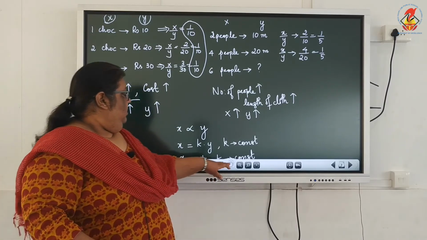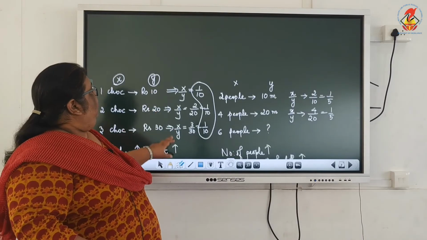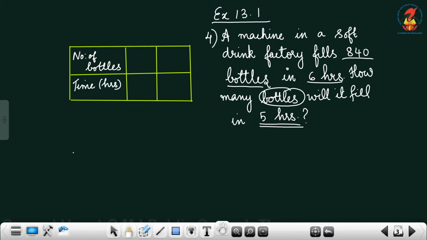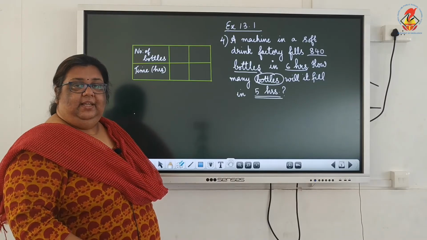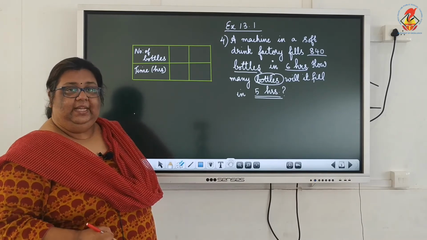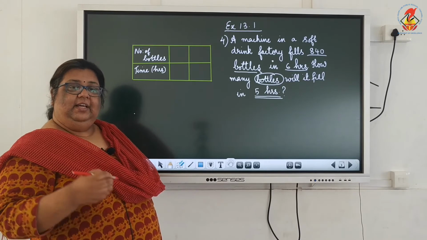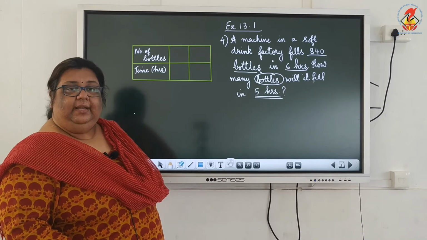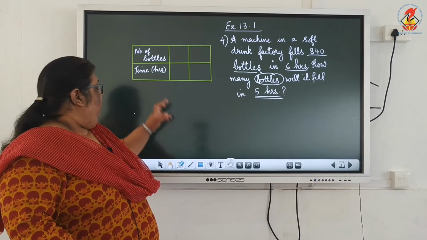Okay? Now, we will do the example problems from the textbook. A machine in a soft drink factory fills 840 bottles in 6 hours. How many bottles will it fill in 5 hours? If time increases, then the filling of bottles will also increase. If one quantity increases, the other quantity is also increased. So, what type of proportion is this? Direct proportion. We can do the problem in this way.